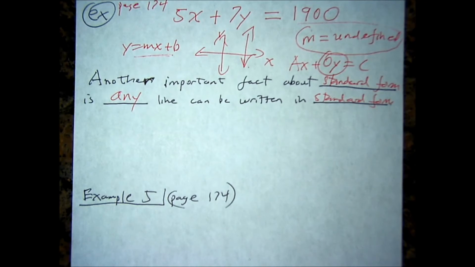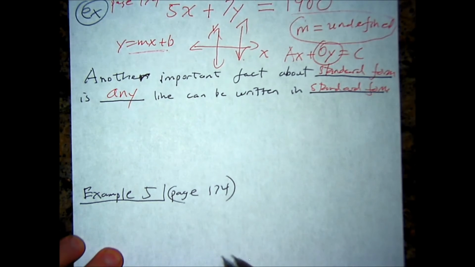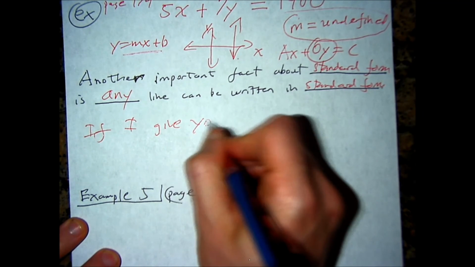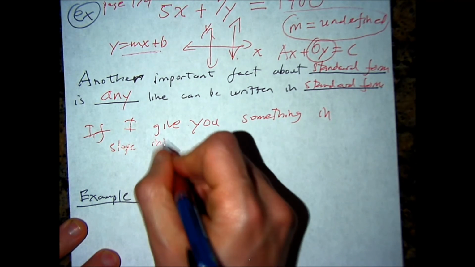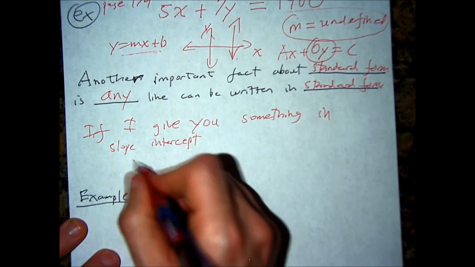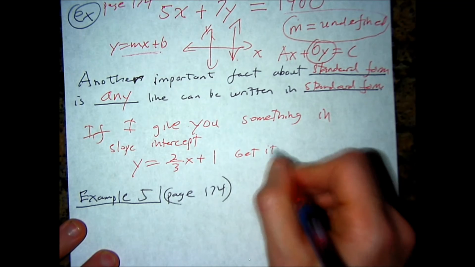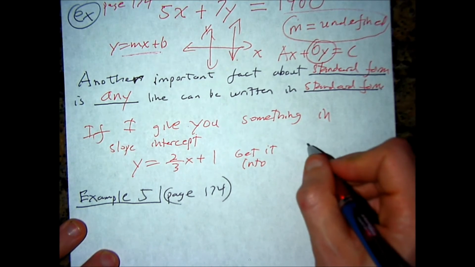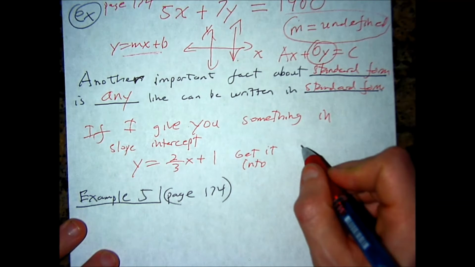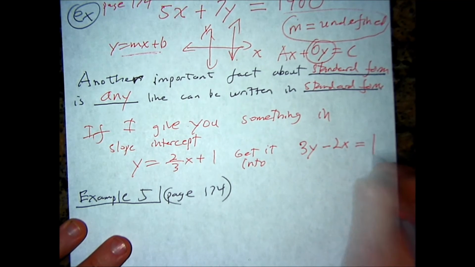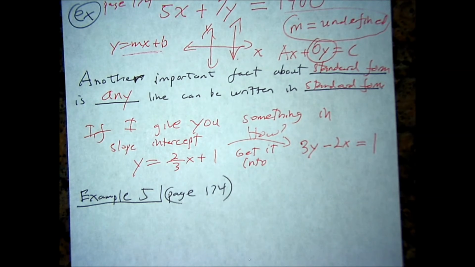Now another thing you're going to have to do in the homework and on the test is be able to go back and forth between two different forms. So if I give you something in slope-intercept form, let's say y is equal to 2/3 x plus 1, how do you write it in standard form? The way you would do it is you move things around, so you'd multiply everything through by 3 and then subtract 2x, so you'd get 3y minus 2x equals 3. So how do you do this? Okay, you have to get used to that, and that's what example 5 is about.